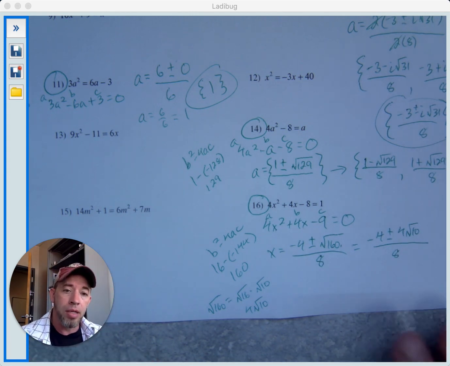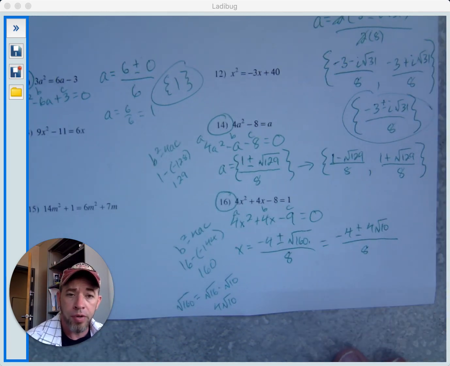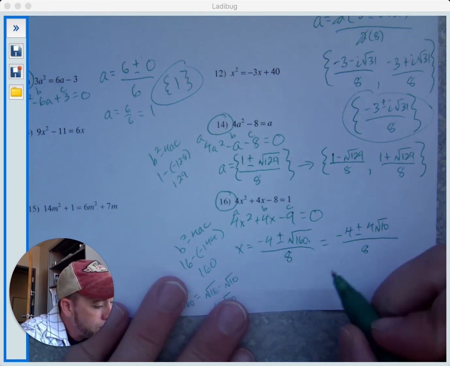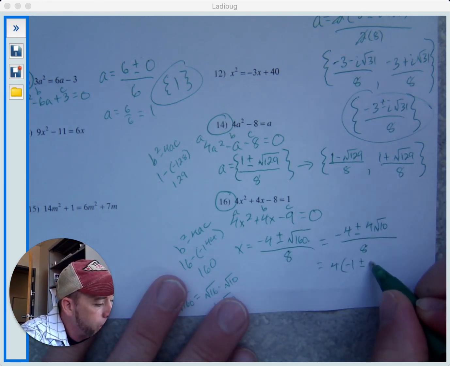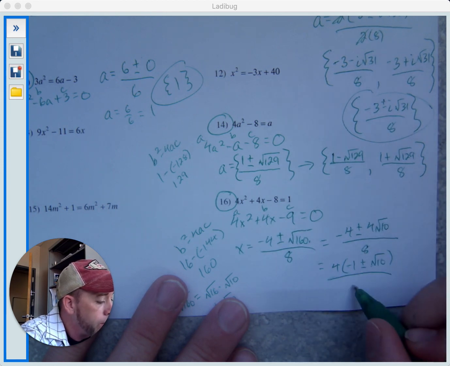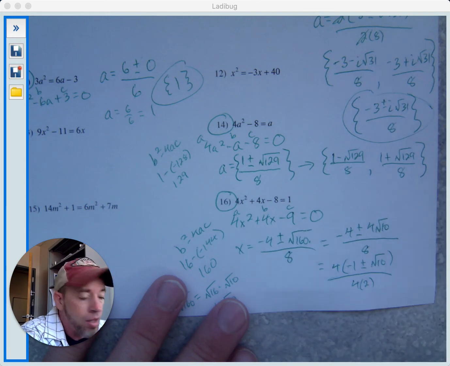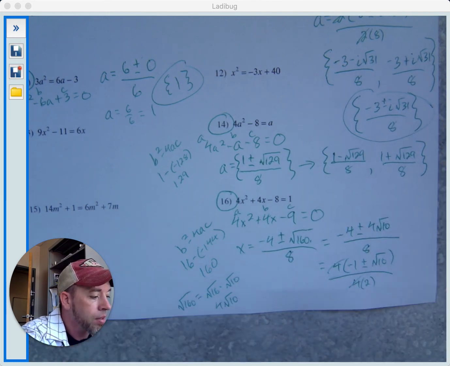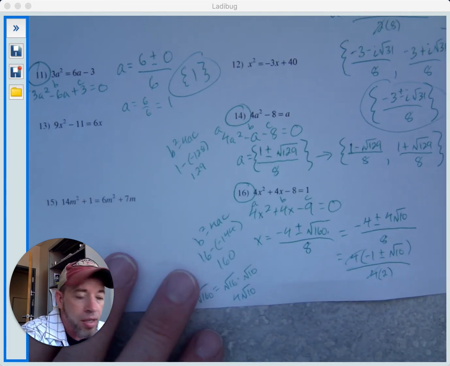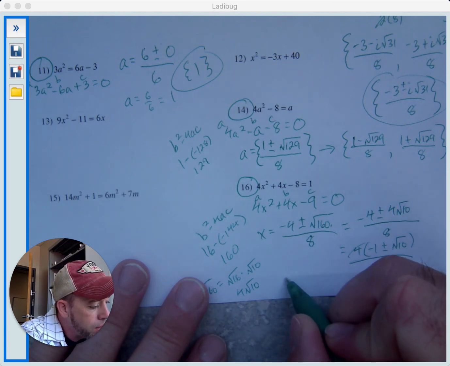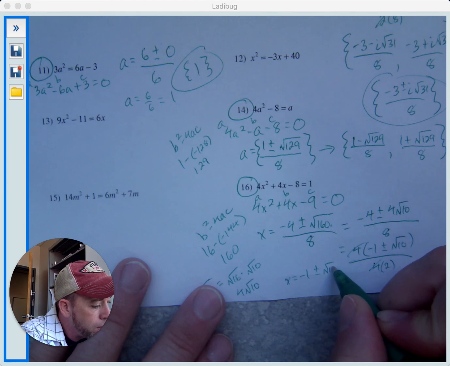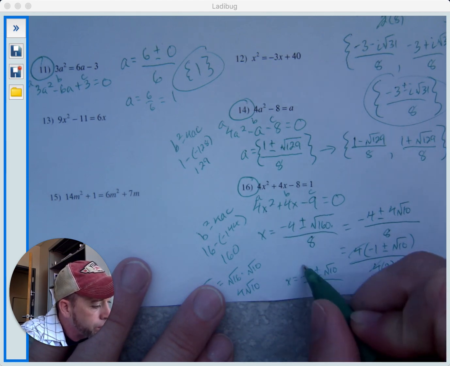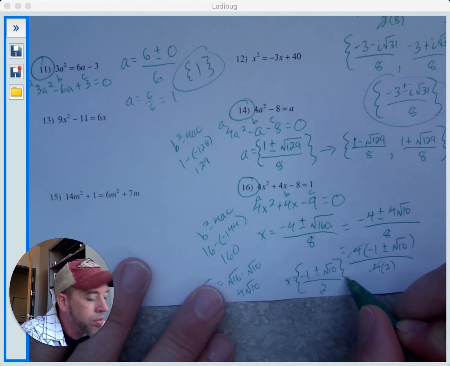And guess what? We can take a factor of 4 out of all three of those terms, right? Basically, we factor 4 out, we get -1 plus or minus square root of 10. We factor 4 out of the bottom, we get 4 times 2. And the 4's cancel, right? So we end up with x equals -1 plus or minus square root of 10 all over 2. So that's your solution set.